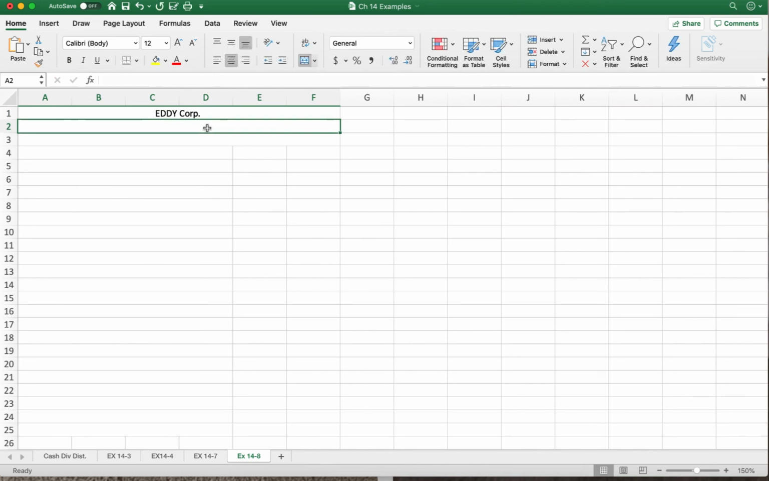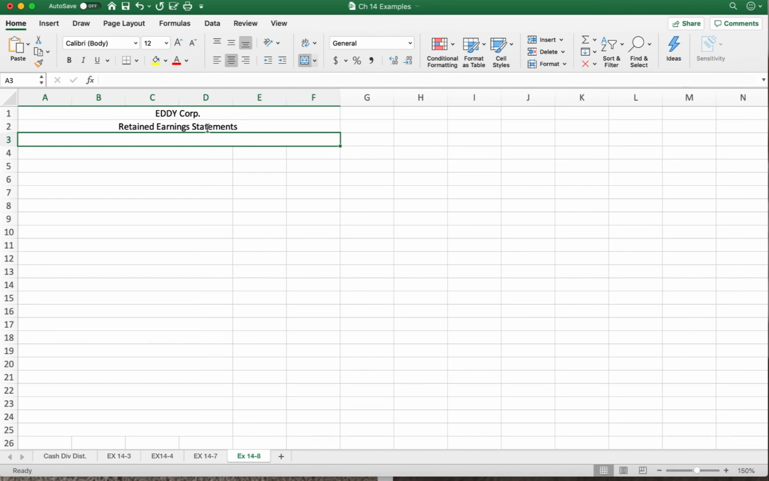So whenever we do a financial statement, it has to be in proper form. We need to have the heading. The first line has our company name. The second line has the name of the financial statement that we're doing. So we're doing the retained earnings statement, or statement of retained earnings. And we need to specify the time period.